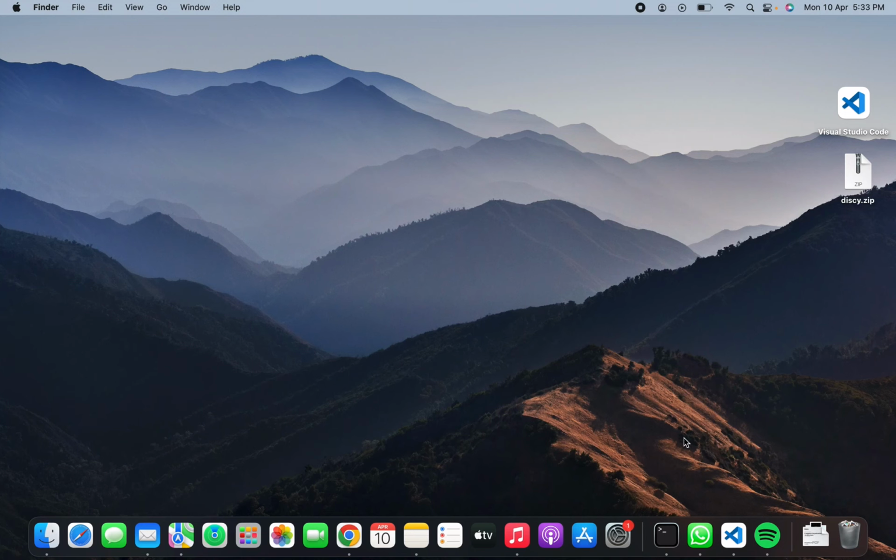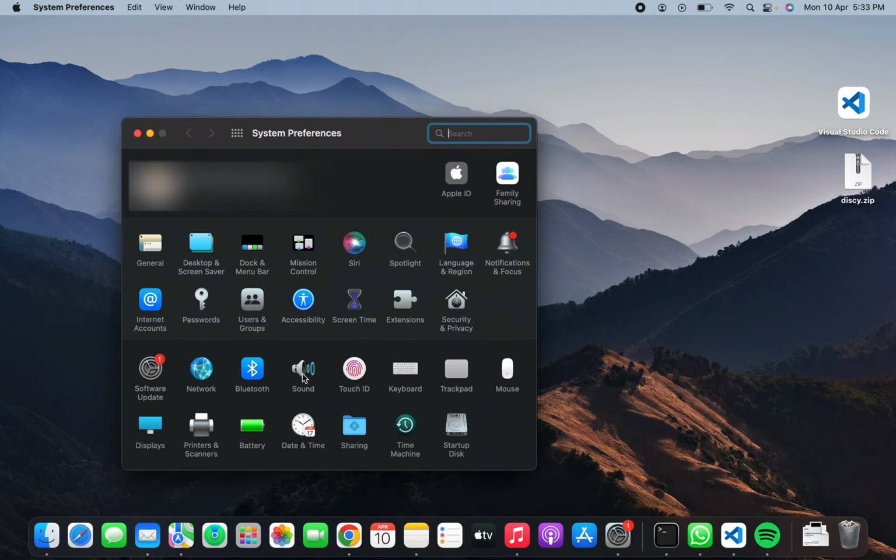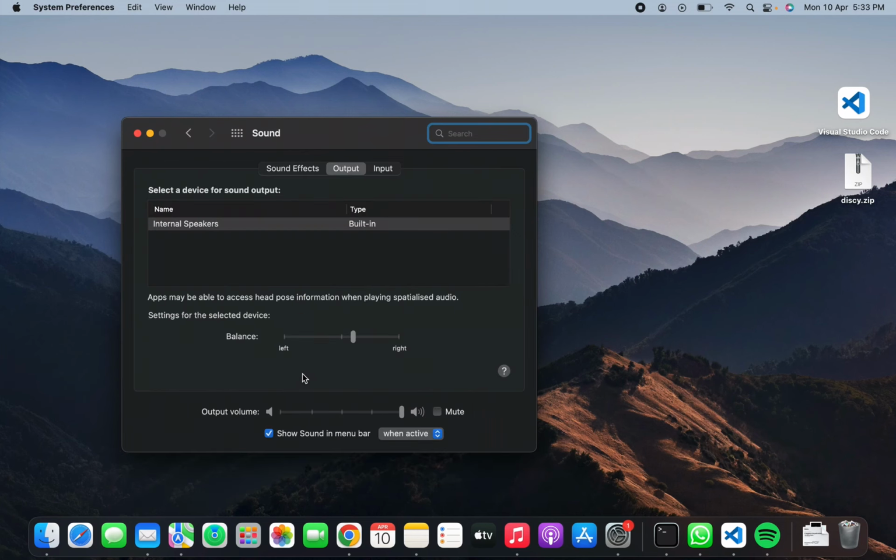The solution is go to the system preferences. Now click on sound. Now here you see a option balance and this left and right. The left is your left side speaker and the right is your right side speaker.